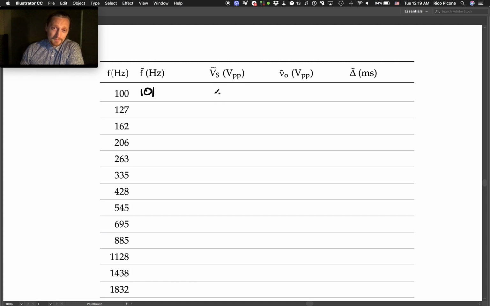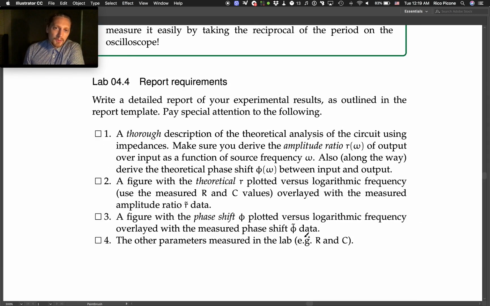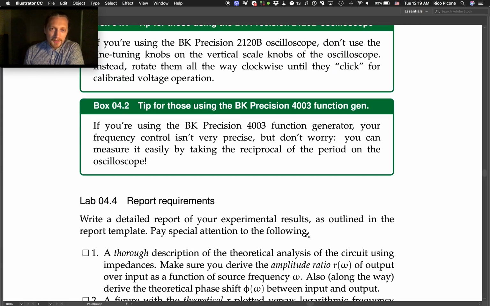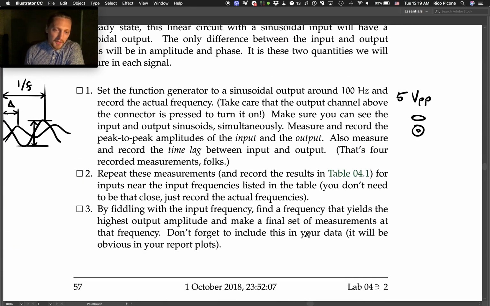So when you're at low frequencies, you're probably going to be around 5 volts on the input. Well, I'm going to let you guys find out. And then the output, say 5 volts, and then your delay is however many milliseconds. Just go along here, fill this all in, and you're going to enter that data into MATLAB in your report to generate the graphs for your report.